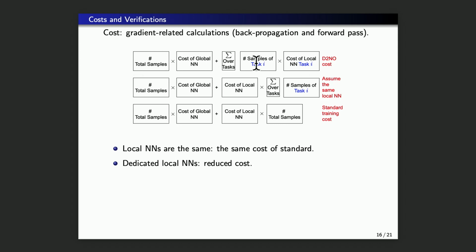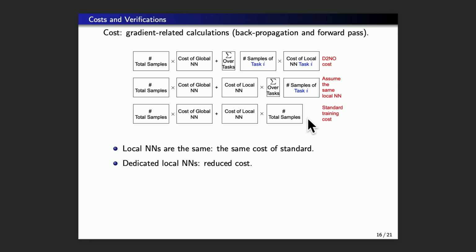The first row over here is the D2NO cost, or the method cost. The first part is global, the second part is local, but the calculation is the same: the total number of samples times the cost per sample. Now if we assume each local task has the same cost per sample, or all the local network structures are identical, with the same activation, same structure, same learning rate, everything the same, then our cost goes back to the standard cost over here, where we have a single structure and train all the data directly without any trick.